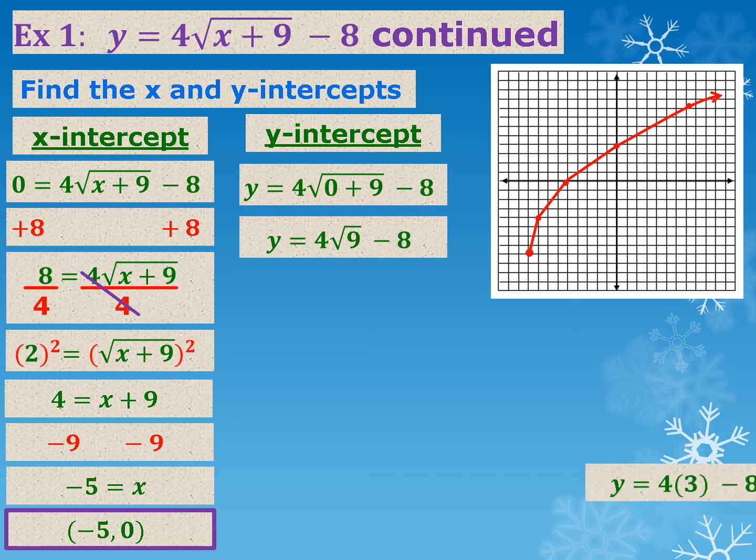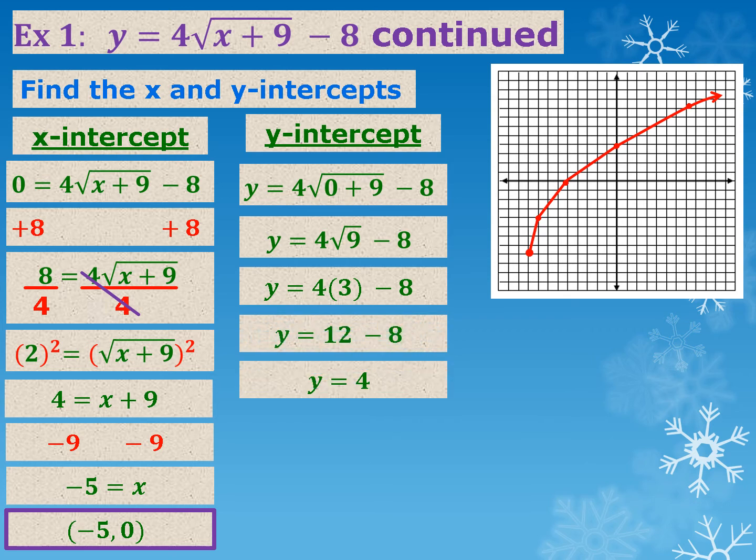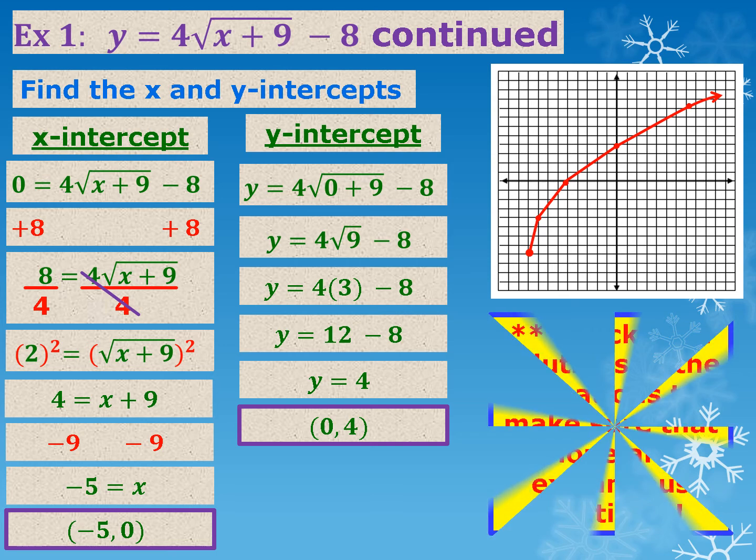0 plus 9 is 9. Well, square root of 9 is 3. 4 times 3 is 12. 12 minus 8 is 4. Okay? But remember, we can't write it like that. We have to write it as (0, 4). All right? So that's our x and y intercept.